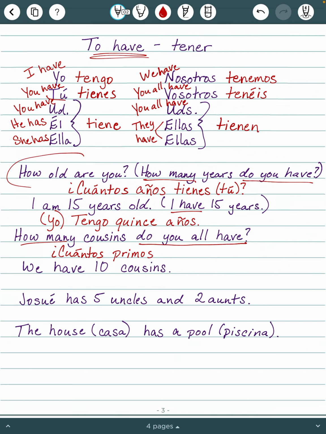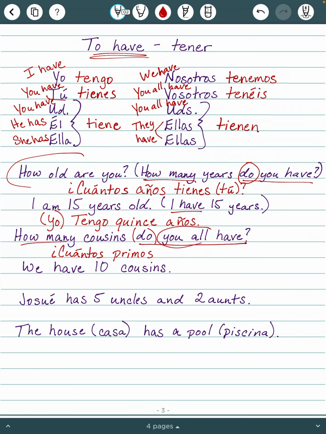Now, up here in this question of how old are you? How many years do you have? We really just left out do. That's a helping verb, and we just don't find those as useful in Spanish typically. So we're going to leave out that do. You just really leave it out. So, ¿cuántos primos? How many cousins do you all have?